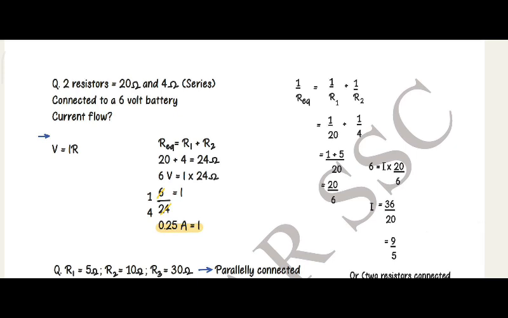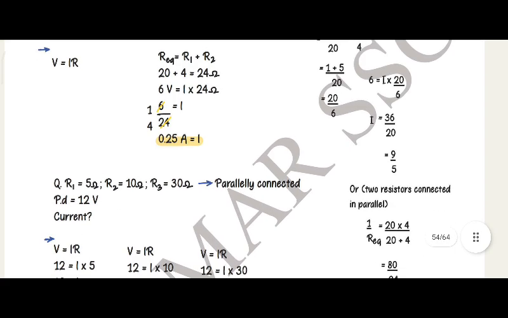When resistors are connected in parallel, 1 by Req is equal to 1 by R1 plus 1 by R2. That is equal to 1 by 20 plus 1 by 4, which is 1 plus 5 by 20, equal to 6 by 20. So Req is equal to 20 by 6. V is equal to I into 20 by 6, so I is equal to 36 by 20, that is equal to 9 by 5.